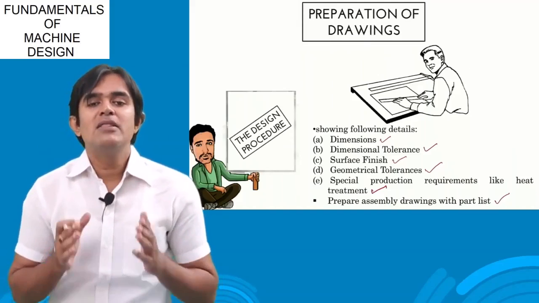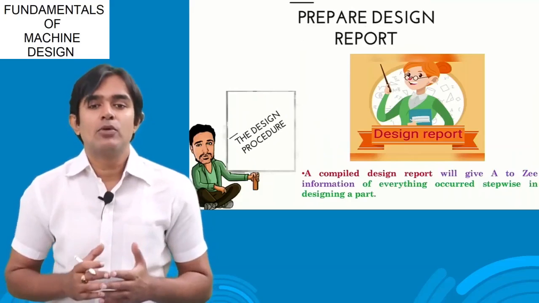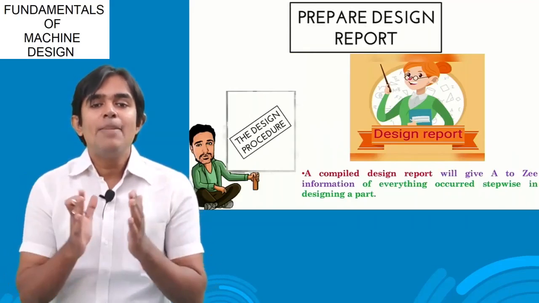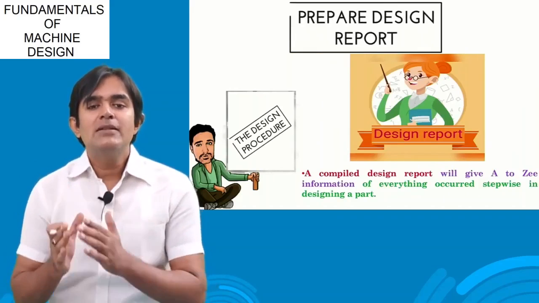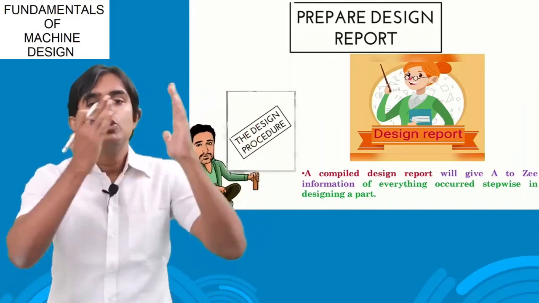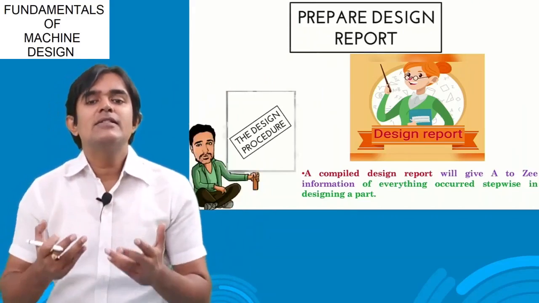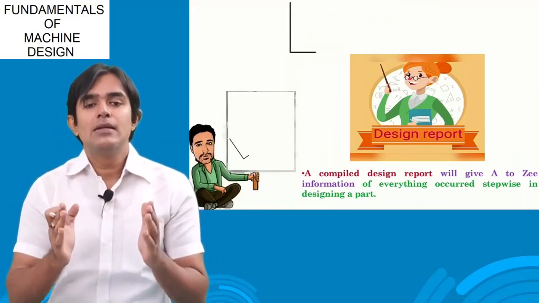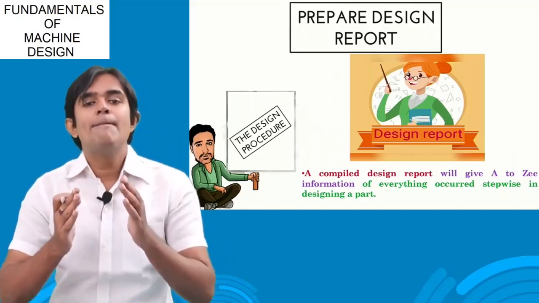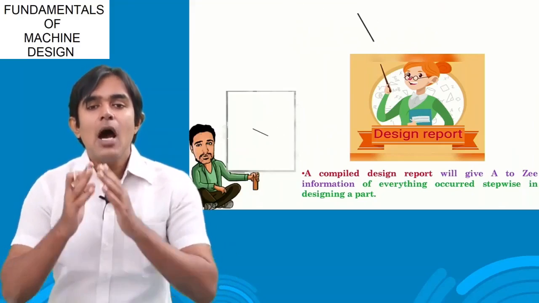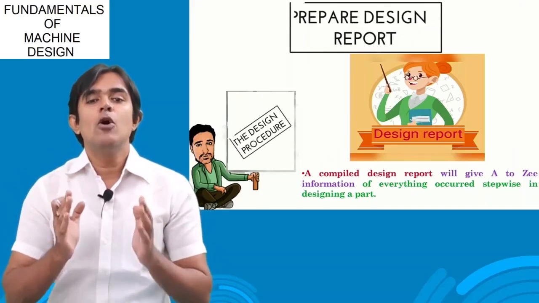The last step in this procedure, the design procedure, is the preparation of the design report. The design report should be compiled in such a manner that everything from the first step to the last step is included in it, so that when a person reads the design report, he is very clear what is going to happen step by step, what is being done step by step, so that the final output product that I'm going to receive will definitely satisfy the need of the customer.